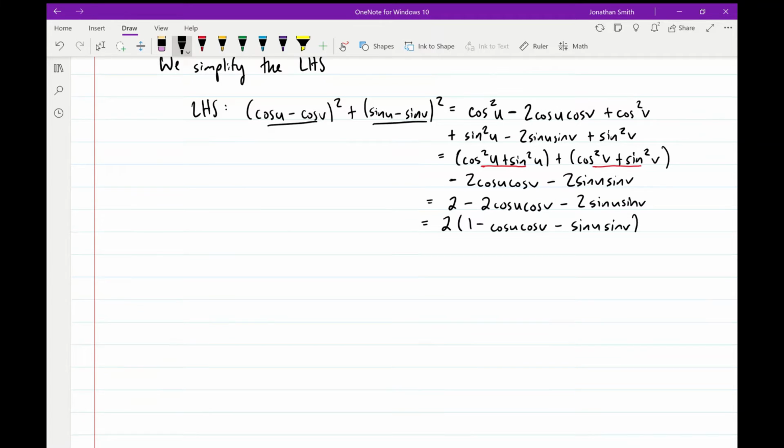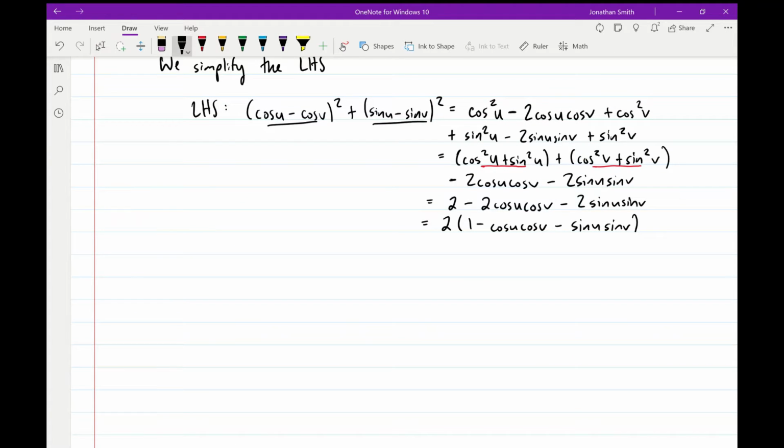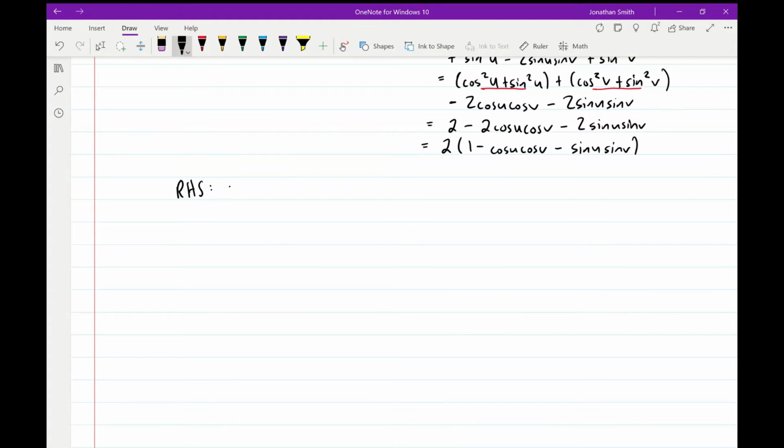So I took that left-hand side expression and now I rewrote it and simplified it a little bit to get this new expression. All right, now let's look at the right-hand side and see if I can simplify that too. So now I have cosine of u minus v minus 1 squared plus sine of u minus v minus 0 squared. And now I'm going to expand again, so I get a cosine squared of u minus v minus 2 times cosine of u minus v plus 1.